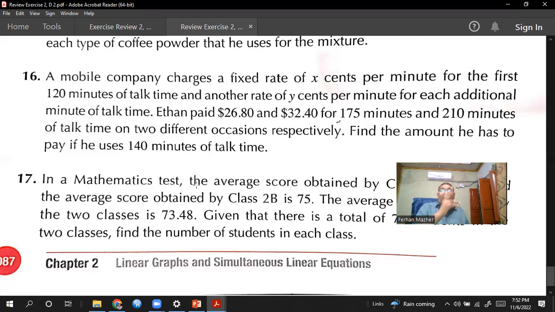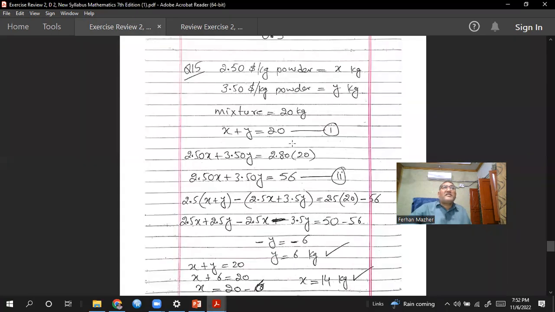And because you see there is a problem, these rates are in cents per minute, and this bill is in dollars. So this should also be converted into cents. For that purpose, I will multiply 26.80 in the first equation by 100, and 32.40 will also be multiplied by 100, because these rates are cents per minute.